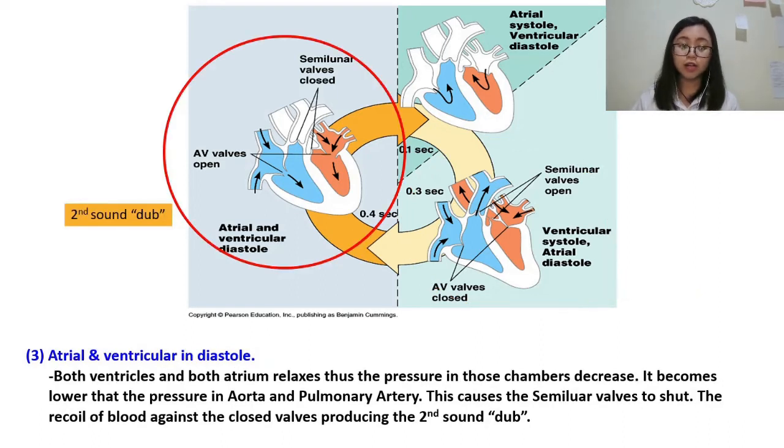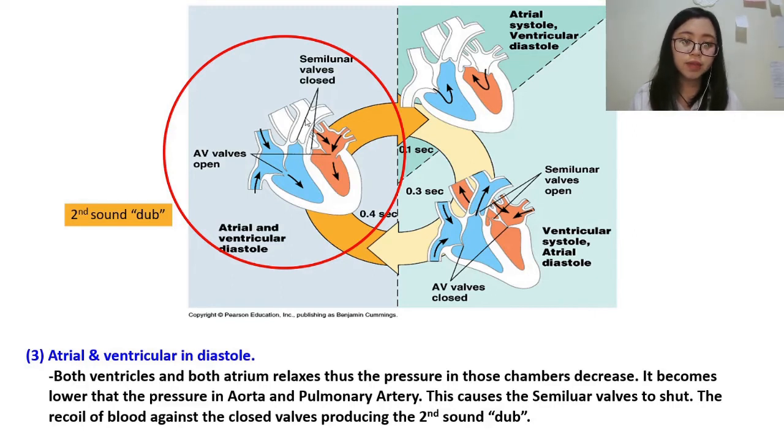Next, the heart will start to fill up with blood again in the third step, which is atrial and ventricular diastole. So right now, both the atria and the ventricles are relaxed, and the pressure in both those chambers will decrease. It becomes lower than the pressure in the aorta and the pulmonary artery. So the semilunar valves will shut. The recoil of blood against the closed valves will produce the second sound, which is dub. So your heart will produce lub dub sound.